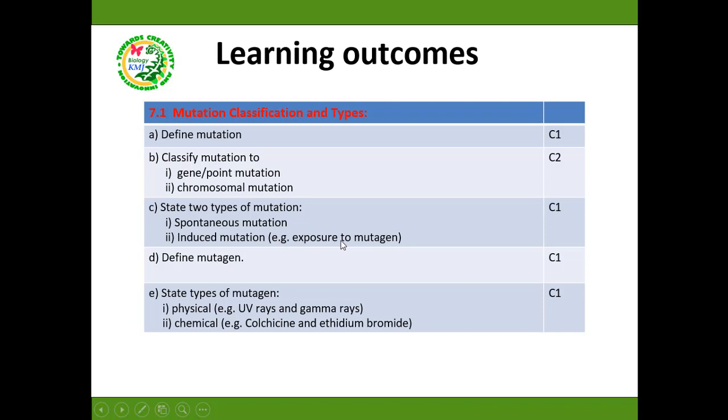Example, exposure to mutagen. D. Define mutagen. E. State types of mutagen. 1. Physical. Example, UV rays and gamma rays. 2. Chemical. Example, colchicine and ethidium bromide.